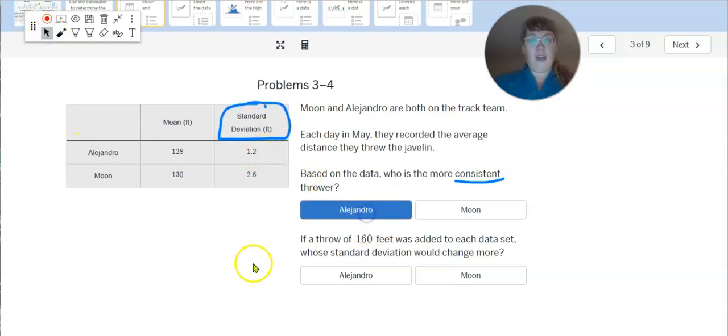So for Alejandro, it is 1.2. So that's going to have a more consistent thrower since the standard deviation is smaller than 2.6.